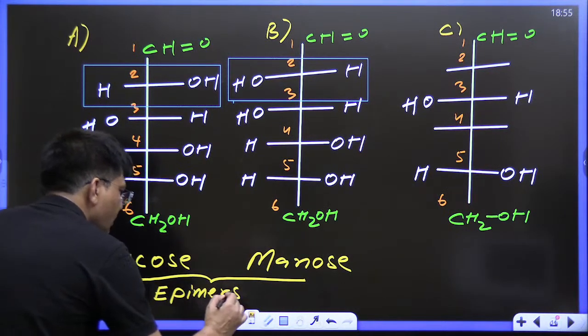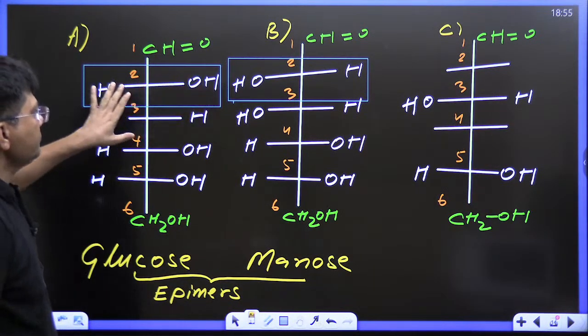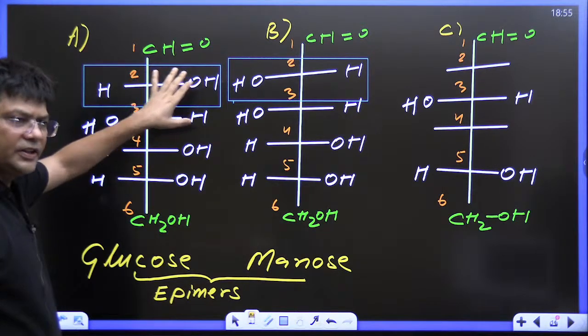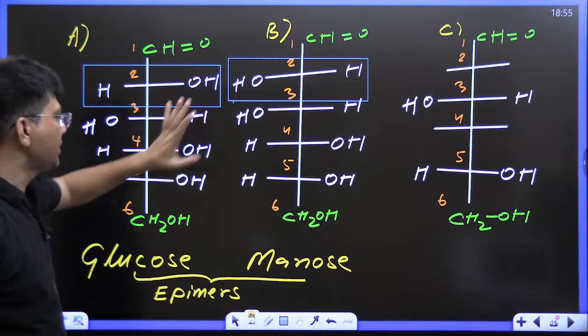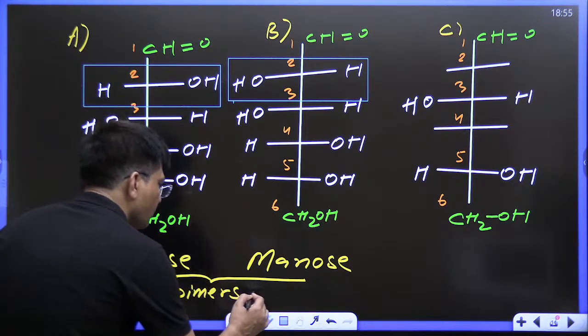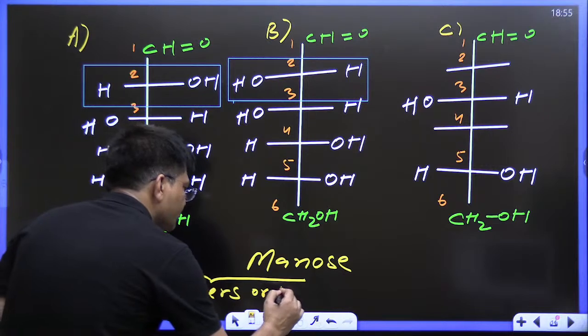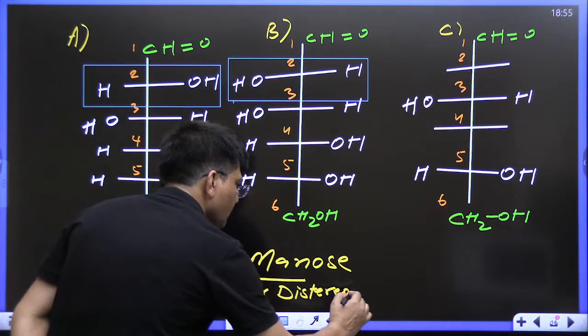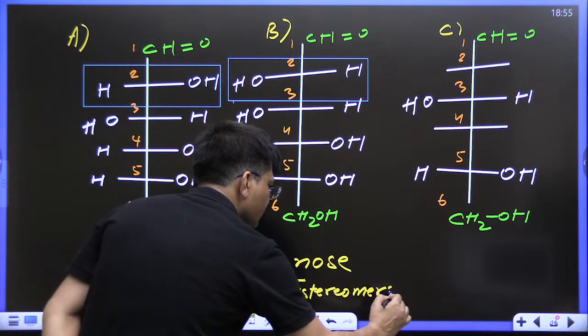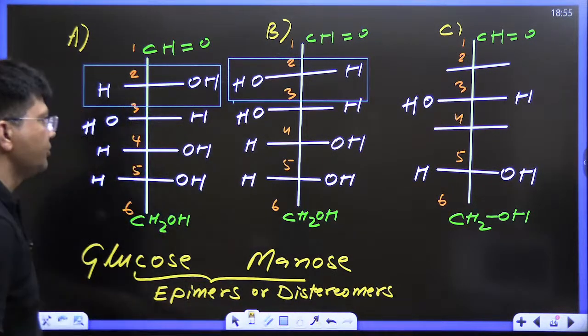Now kids, are they mirror images of each other? No, they are not mirror images. So they are also diastereomers. They are also diastereomers. So epimers are always diastereomers.